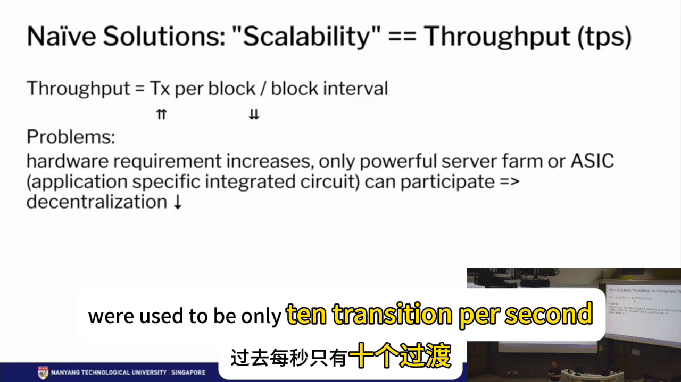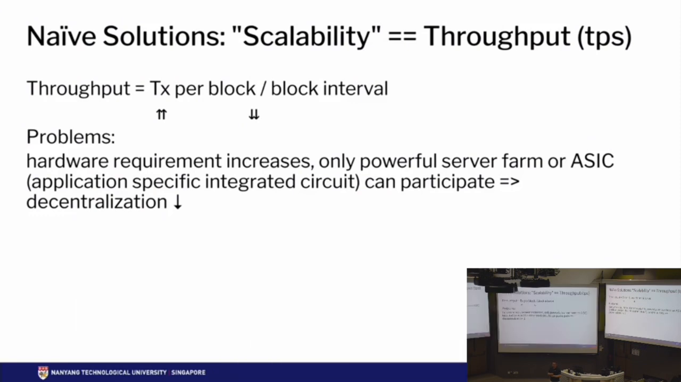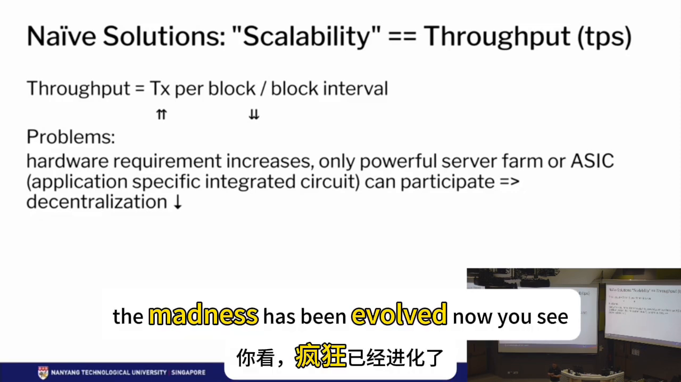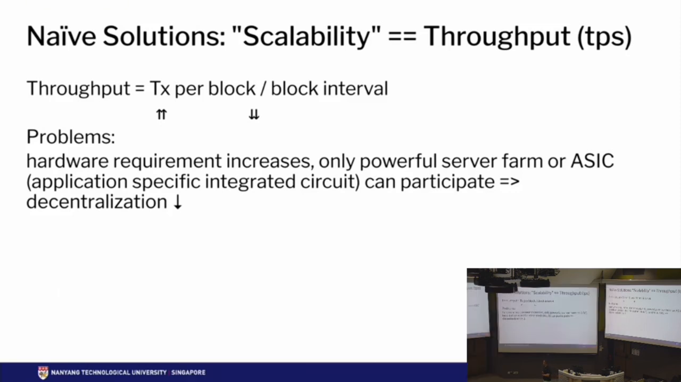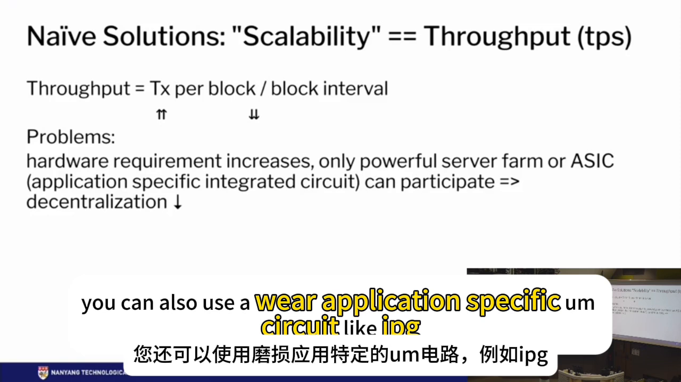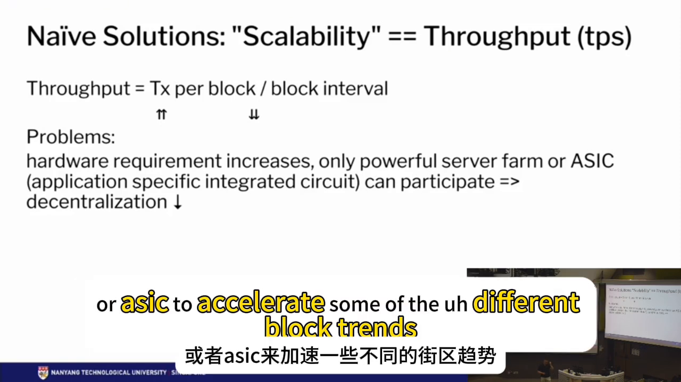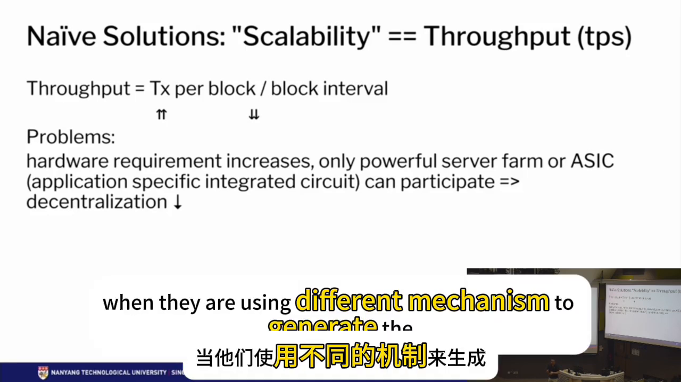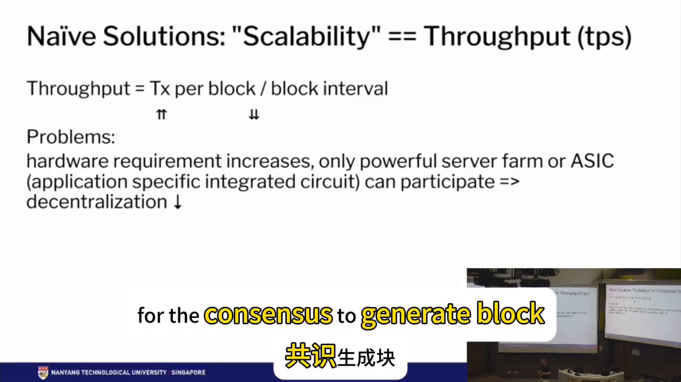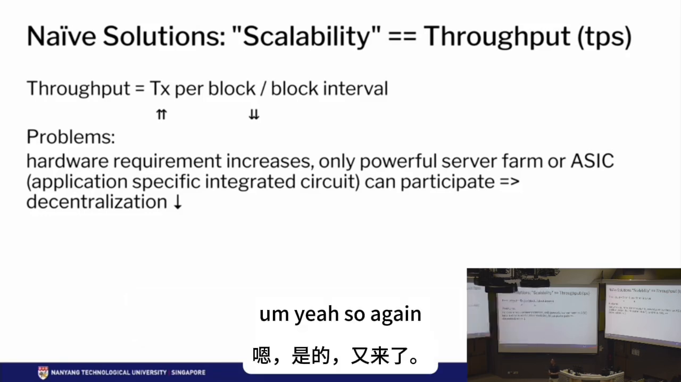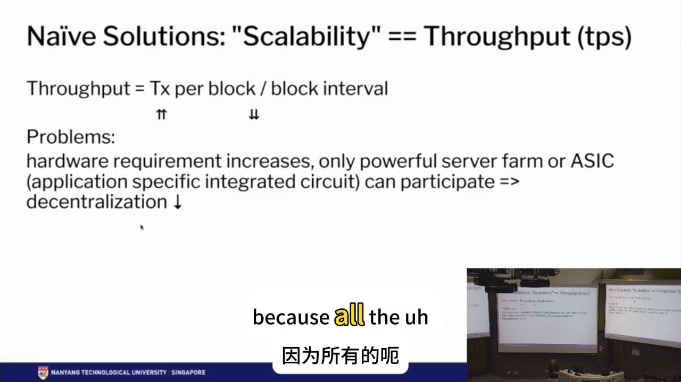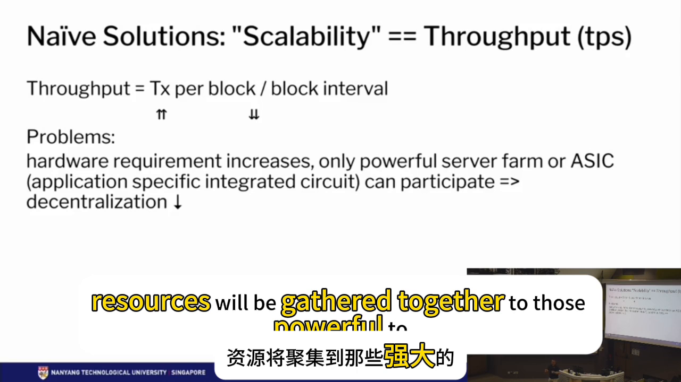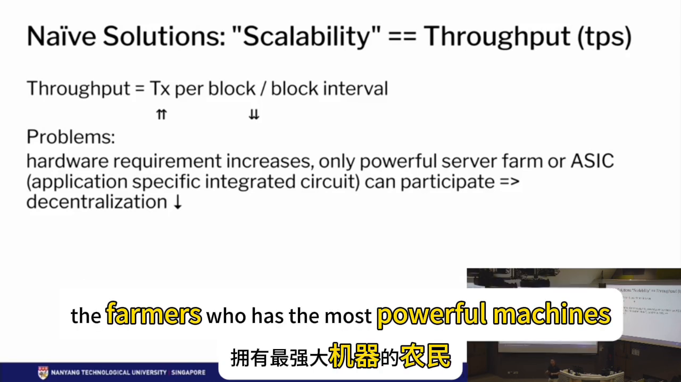The Ethereum network used to be only 10 transactions per second when it was born. After the miners evolved, now you see the number is about 20 transactions per second, right? You can also use application-specific circuits, like FPGA or ASIC, to accelerate different blockchains that use different mechanisms for consensus to generate the block. Again, the issue is very little decentralization, because all the resources will be gathered by the farmers who have the most powerful machines.